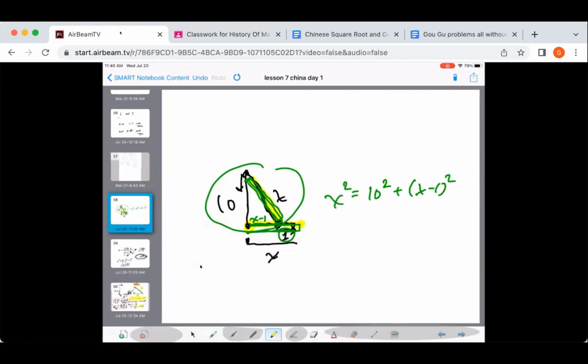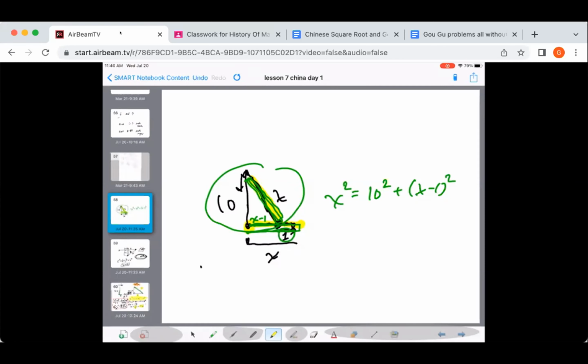But it's the base. X isn't the leg. Go ahead. X minus 1 is the base of the triangle. That's right. It's smaller. But you're also saying the hypotenuse has the same length, right? Or just 1 unit different. How do we know it's only 1 unit different?